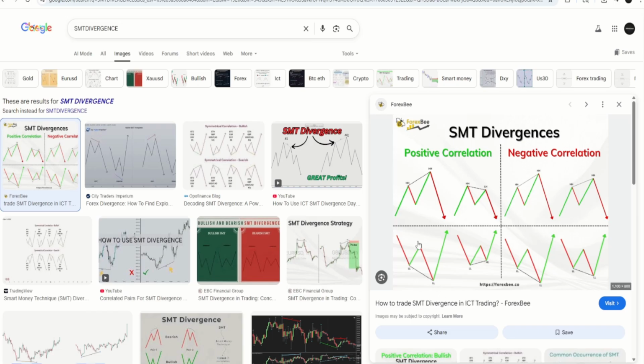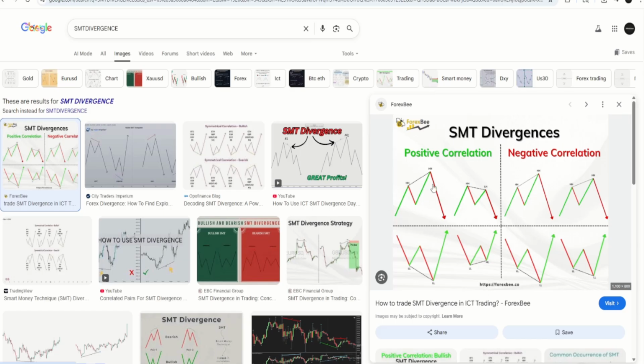We sweep a low, right? And let's say the DAC creates a lower low, and then ES creates a higher low. Got an SMT divergence. Guess which one's leading? ES. ES is going to be the leading index. That is the one you're going to take the trade on.